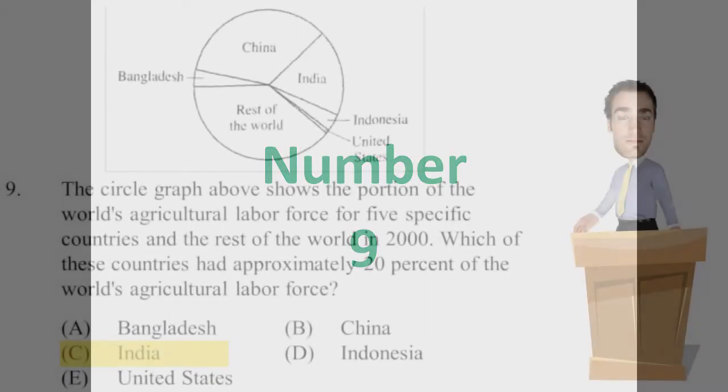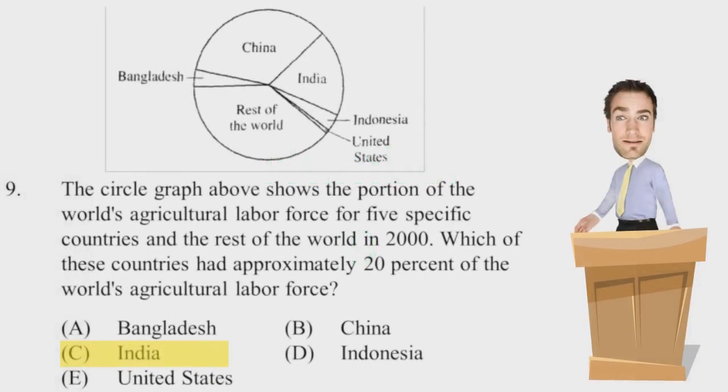Number 9 is a very simple question. You should be somewhat familiar with circle graphs. Circle graphs just give you a proportion of an item. The whole circle represents 100%. Half a circle would represent 50%. So it's fairly easy to figure out what 20% is.